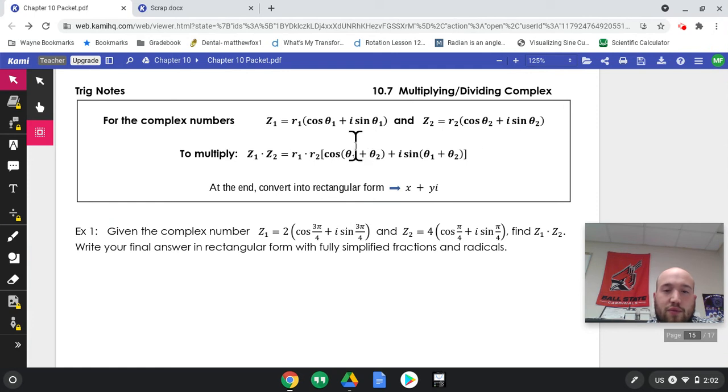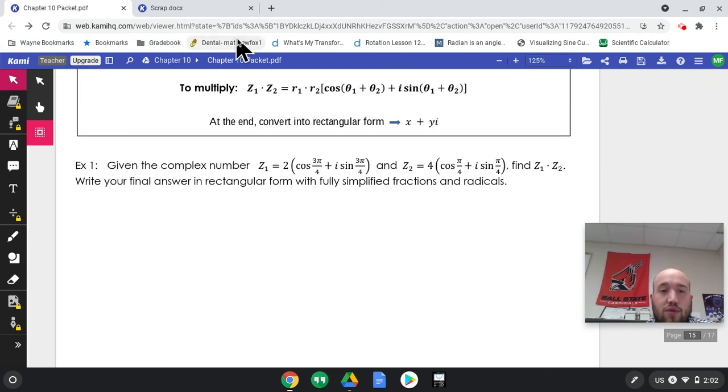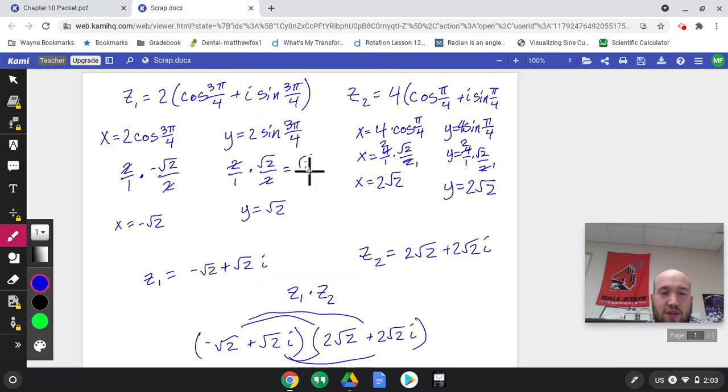we can simply multiply whatever the radius is of both, or the r, right? And then also add the thetas together, and then take this new polar coordinate number and convert it into rectangular form. So if we look at this first example, if you prefer, you could do it, and I've shown without that formula what we do. We'd have to convert each of these.